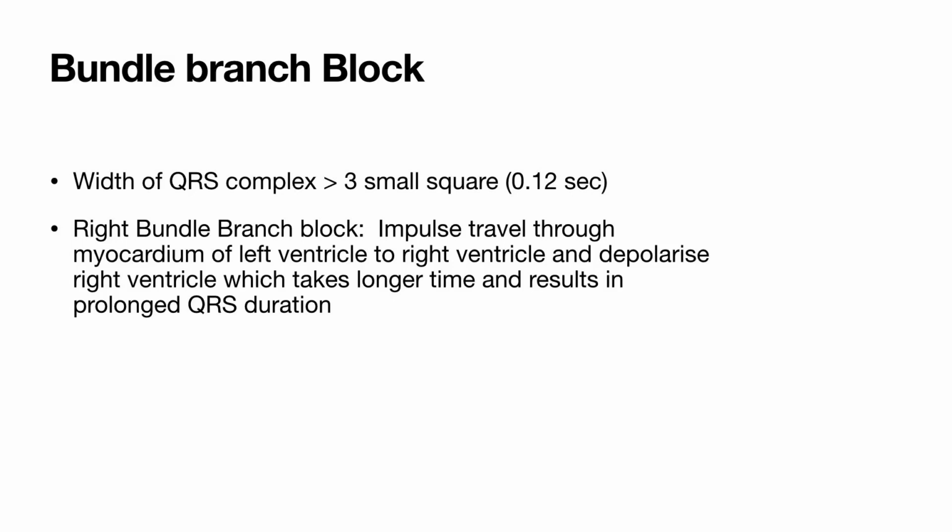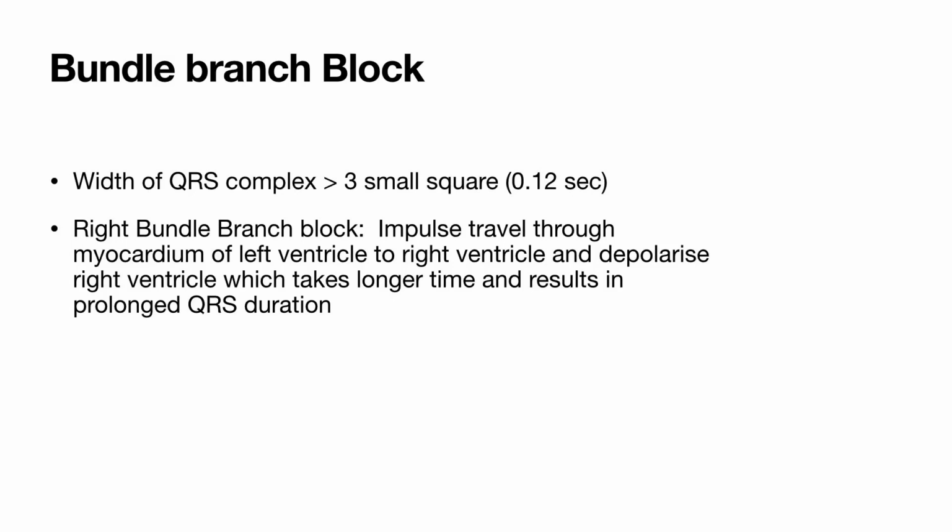Now let's move forward to bundle branch blocks. Bundle branch block is suspected when the width of the QRS complex is more than 3 small squares or 0.12 seconds. Remember, when one bundle branch is blocked, the impulse passes through one Purkinje fiber to one ventricle, and the impulse will pass to the other ventricle through the septum, resulting in delayed depolarization in an abnormal direction.